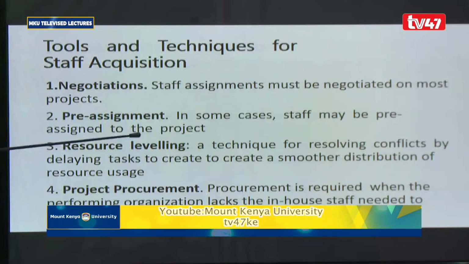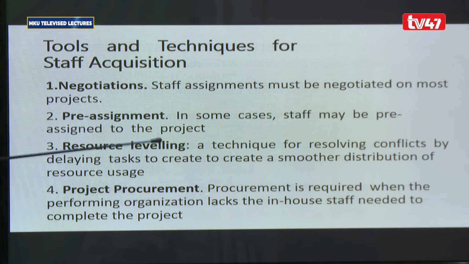Now we can look at tools and techniques that can help us when we are doing staff acquisition. So for the tools and techniques for staff acquisition, we have negotiations. Of course, staff assignments must be negotiated in most of these projects. We have pre-assignments. In most cases, staff may be pre-assigned to the project as the need arises. And of course, another important tool and technique for staff acquisition is resource leveling.